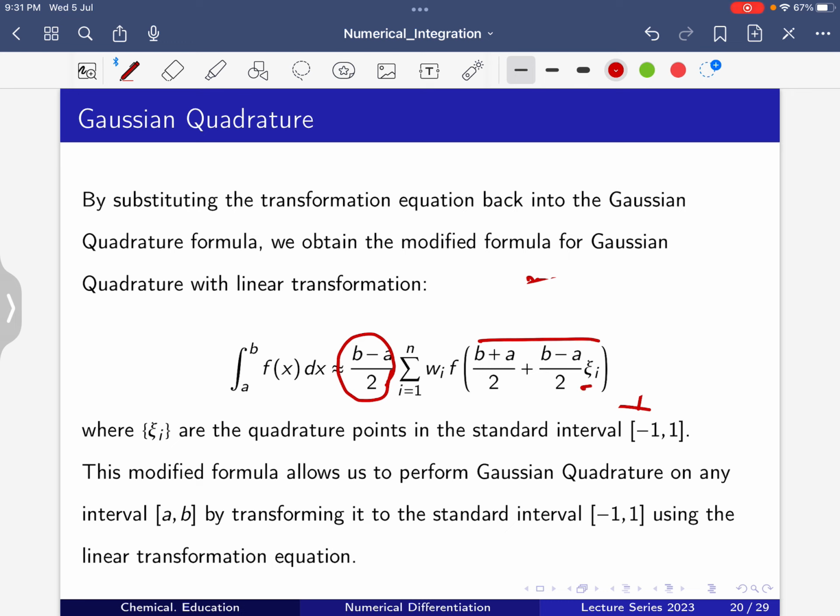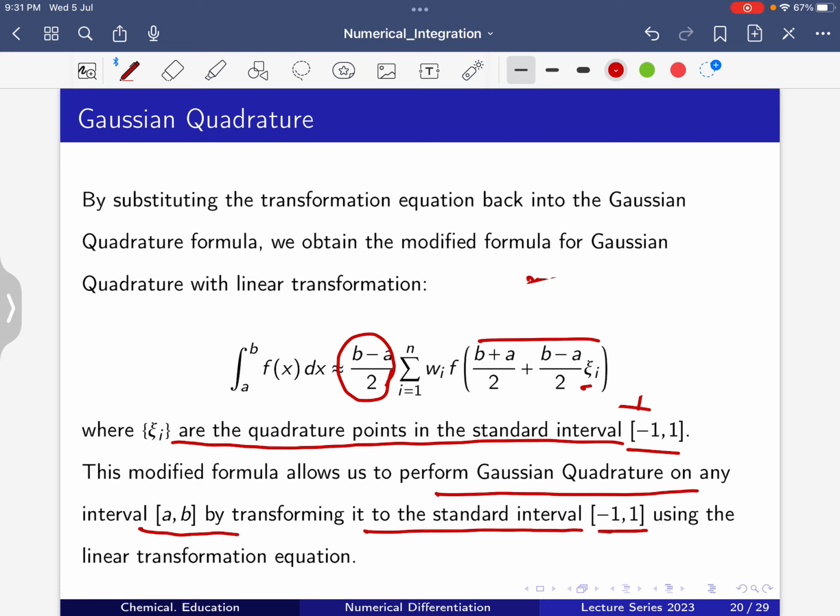Here zeta_i are the quadrature points in the standard interval of -1 to 1, and the modified formula allows us to perform Gaussian quadrature on any interval a to b by transforming it to the standard interval -1 to 1. So ultimately we have to change the interval to -1 to 1, and then get the result by using the Gauss quadrature formula. This is about Gauss quadrature.